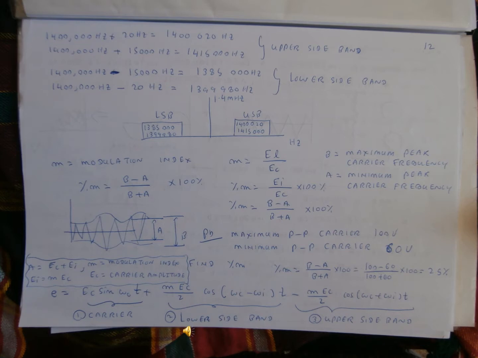The voltage E can also be calculated as EC sine omega C T for the carrier, plus MEC by 2 cos (omega C minus omega I) T for the lower side band, minus MEC by 2 cos (omega C plus omega I) T for the upper side band. This is the mathematical calculation of the carrier frequency combined with the lower and upper side bands.